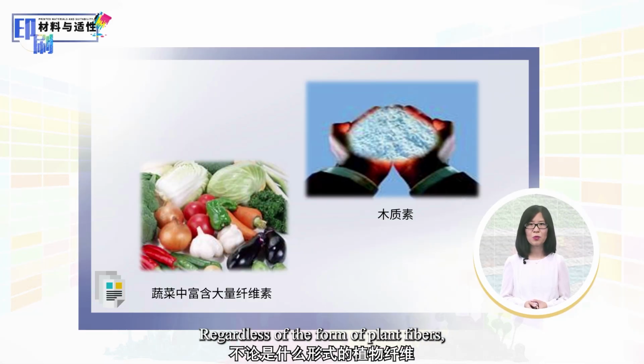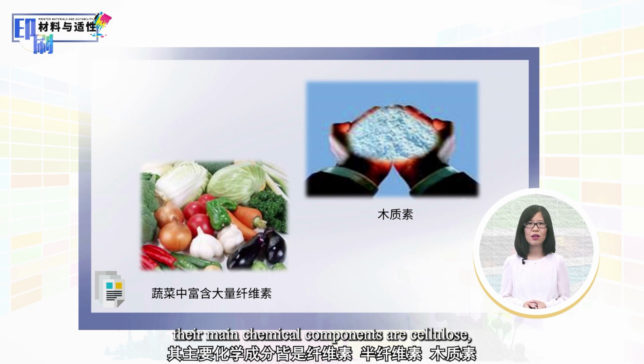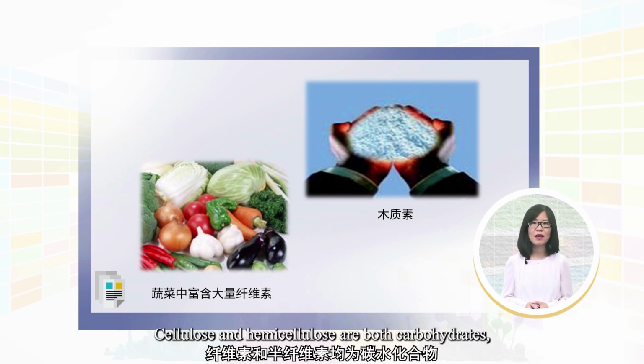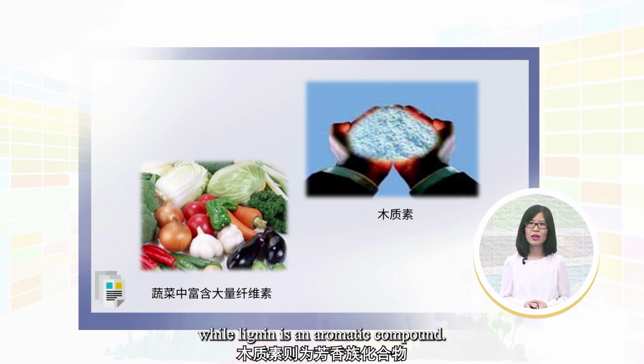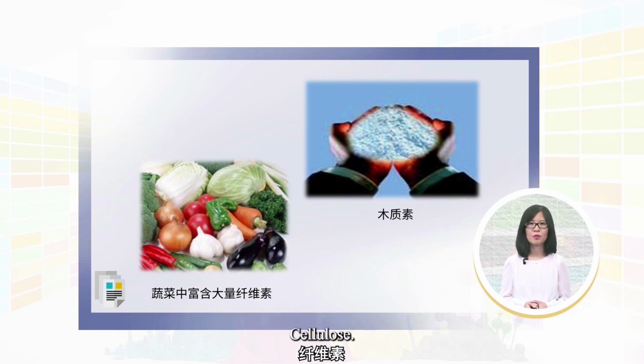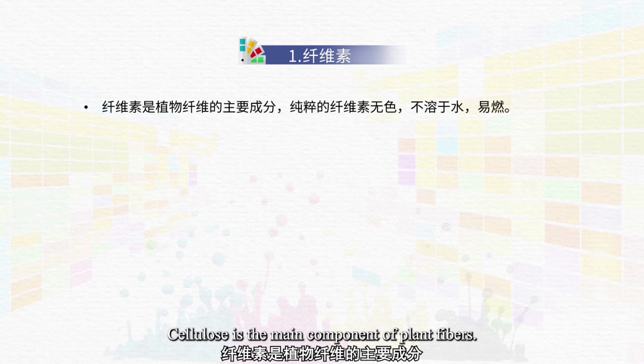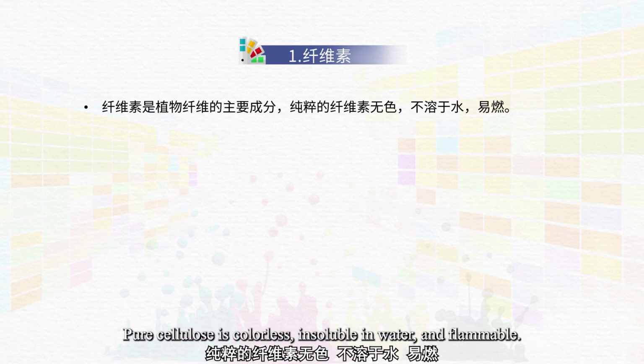Regardless of the form of plant fibers, their main chemical components are cellulose, hemicellulose, and lignin. Cellulose and hemicellulose are both carbohydrates, while lignin is an aromatic compound. Cellulose is the main component of plant fibers. Pure cellulose is colorless, insoluble in water, and flammable.